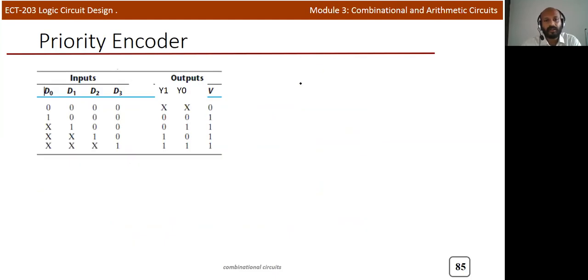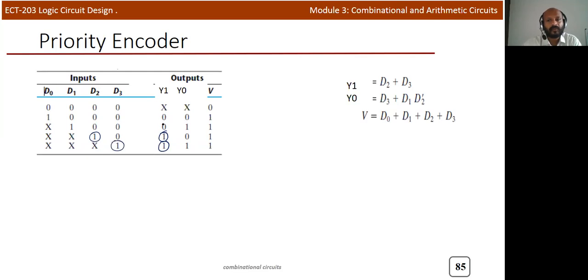So we need to implement Y1 and Y0 in terms of D3, D2, D1 and D0. For implementing that, you know that Y1 is equal to 1 in 2 cases: either D2 is equal to 1 or D3 is equal to 1. Okay. So Y1 is D2 plus D3. And you can also use a K-map for simplification of this.